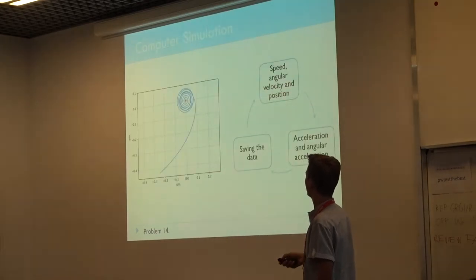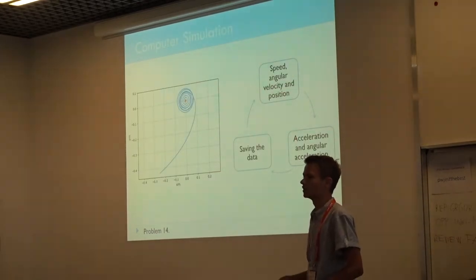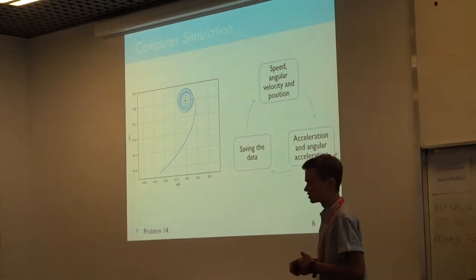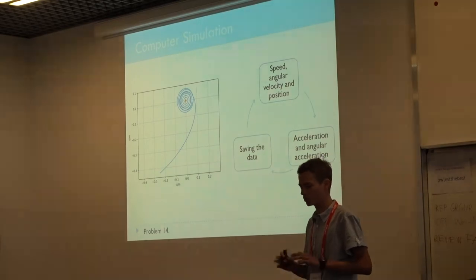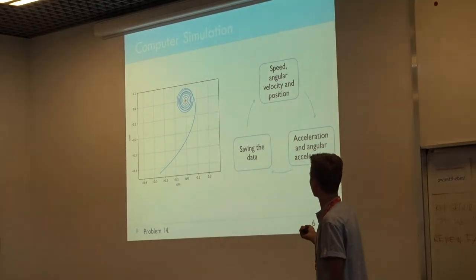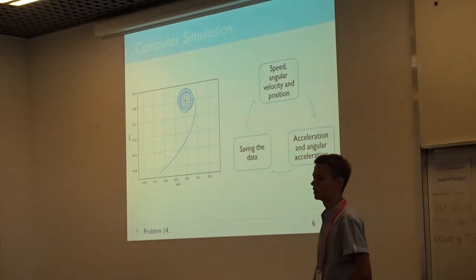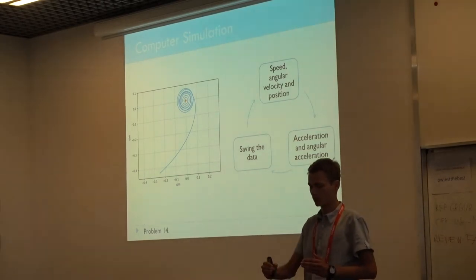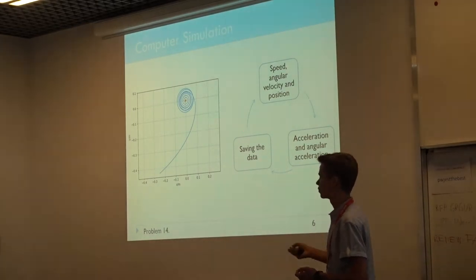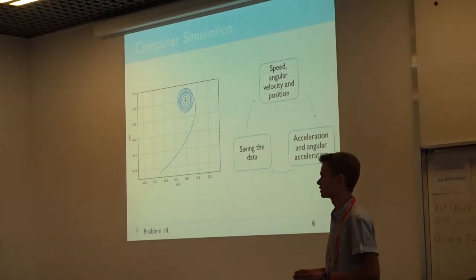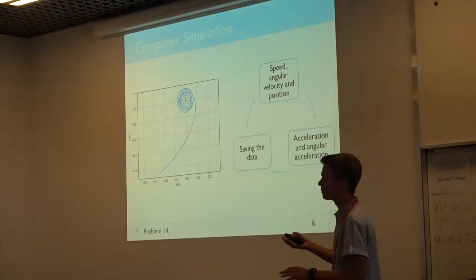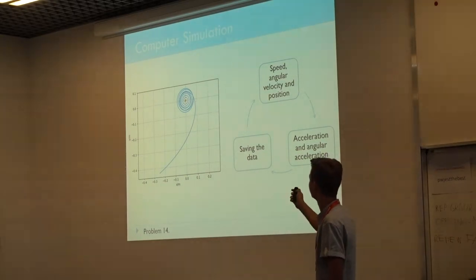So what I did is I created a computer simulation that will simulate the movement of the small weight. And the way it works is it takes the speed, angular velocity, and position. So first you set the starting conditions, and then it plugs them into those equations and calculates the acceleration and the angular acceleration of the small weight. It then moves the small weight with those velocities by some very small step, and repeats the whole process. Of course, it saves all the data, the accelerations, the velocities, the positions, and everything. So later it can generate, for example, this kind of graph, which in this case shows just the path of the small weight through space.